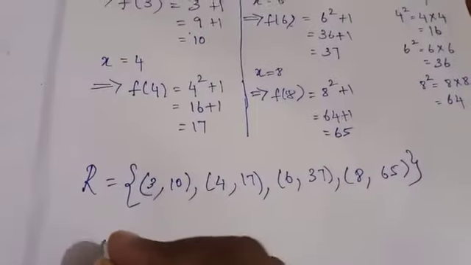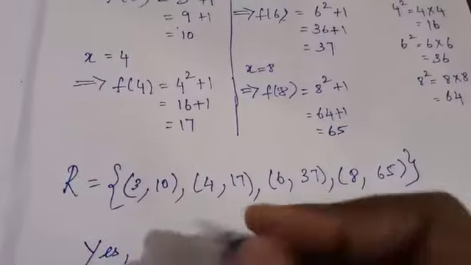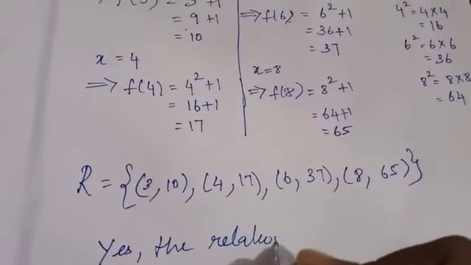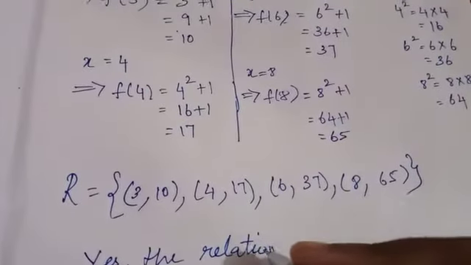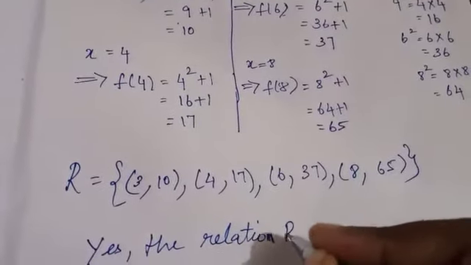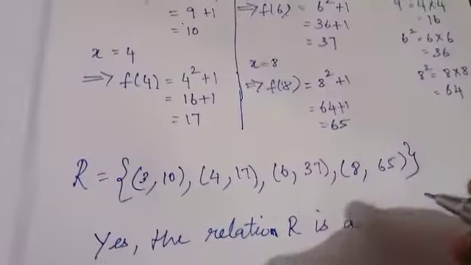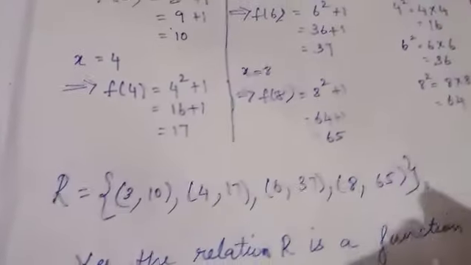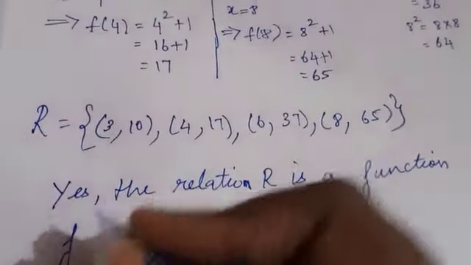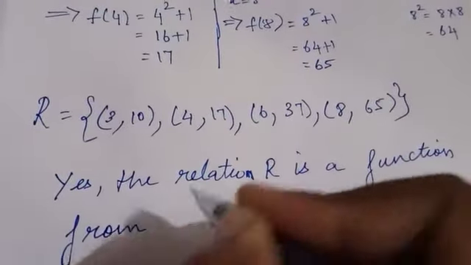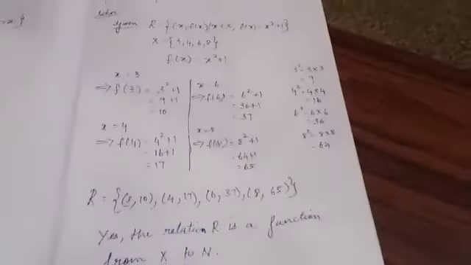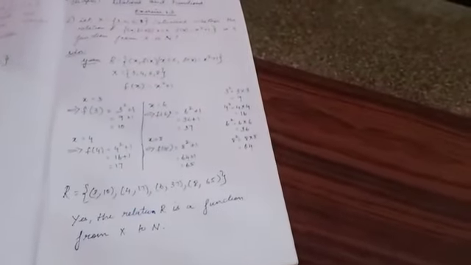So we have to write, yes, the relation R is a function from X to N. That's all, students.